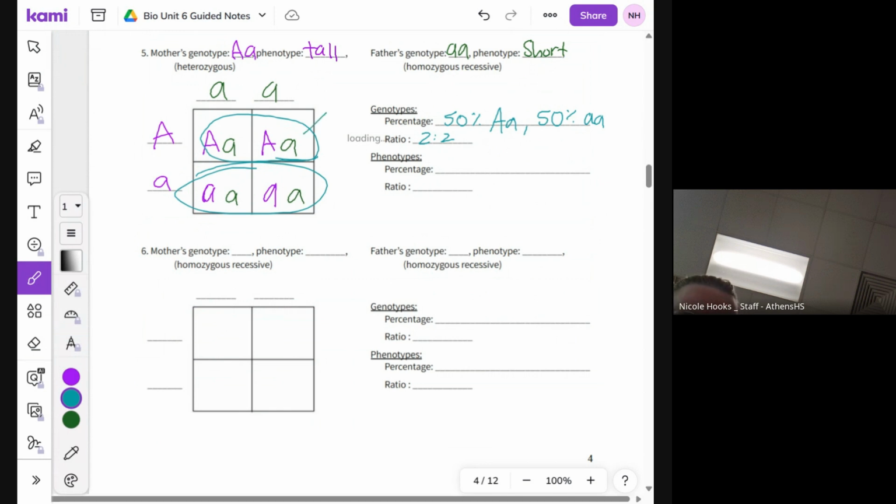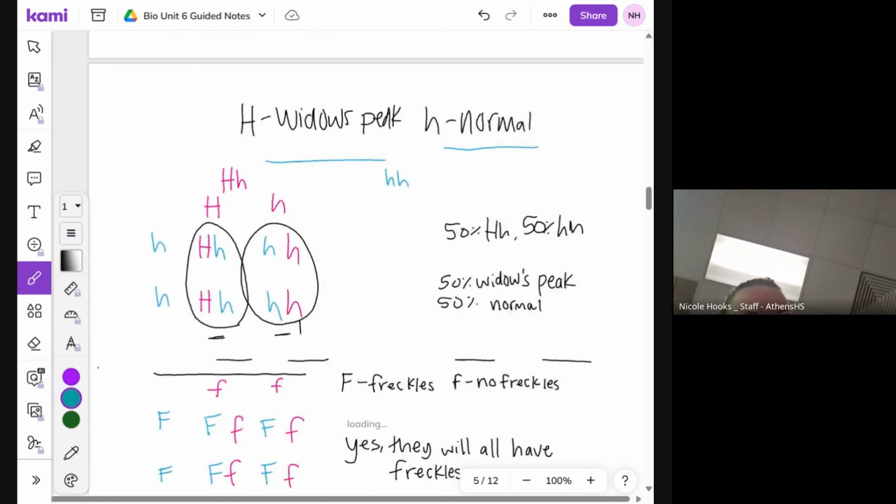So these 2 alleles are going to be tall. So 50% of our kiddos could be tall. And then these guys are going to be short. So 50% are going to be shorties. Meaning that our ratio, again, is 2 to 2, just like with the genotype. Okay? All right, last one here for the practice, I believe.